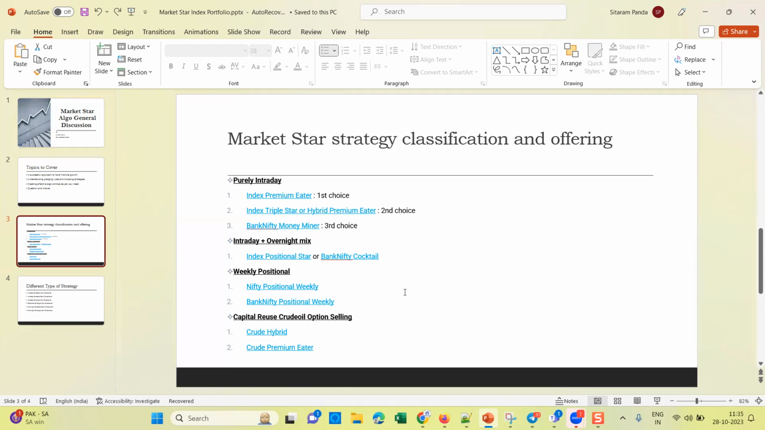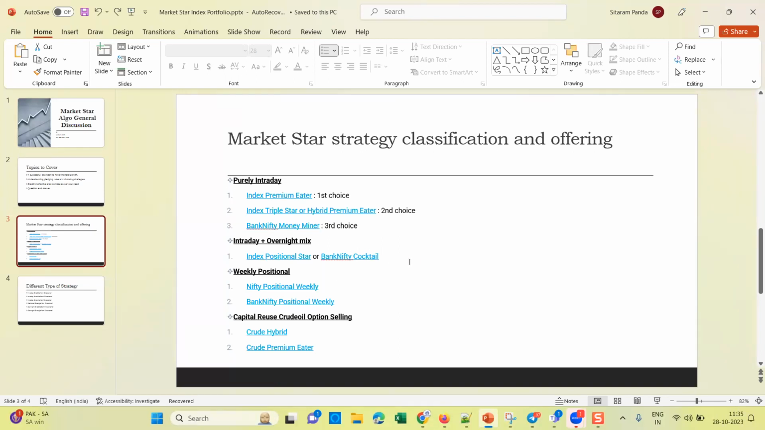For example, if you see the intraday plus overnight mix, there are Index Positional Star and Bank Nifty Cocktail. These are similar kinds of strategy. Though both are part of the Market Star portfolio, IPS has a little bit less risk, and since we are using OTM hedges in Bank Nifty Cocktail, it has a little bit higher risk. Returns in IPS will be a little less, and returns in Bank Nifty Cocktail will be a little bit more. So you have to choose which one out of this intraday overnight mix, whether IPS or Bank Nifty Cocktail.